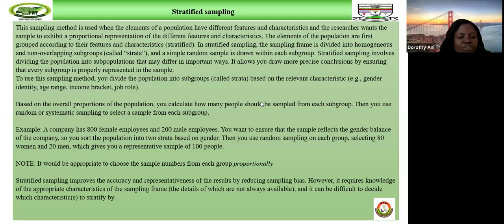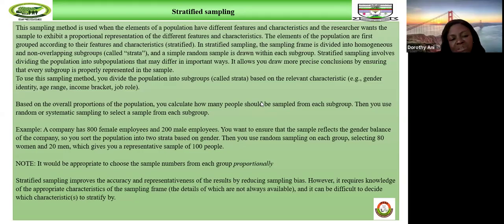Stratification improves the results by reducing sampling bias. You can bear with me that it has reduced. However, it requires knowledge of the appropriate characteristics of the sampling frame. The problem mainly is, I don't know where to get the sampling frame. I don't know how to get their number. There are some things they will be studying. It will be very difficult to have a sampling frame from where you can draw all this.